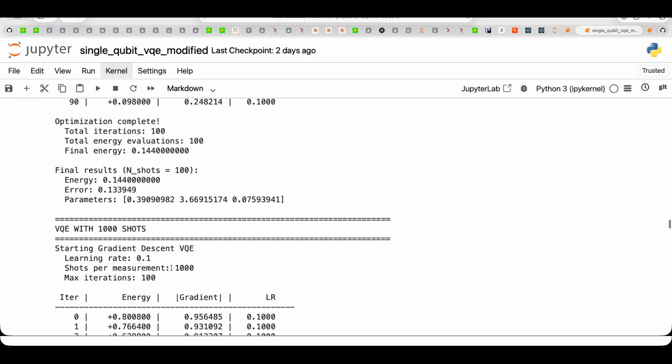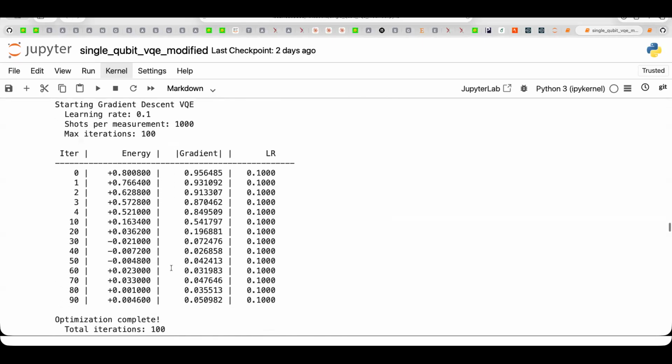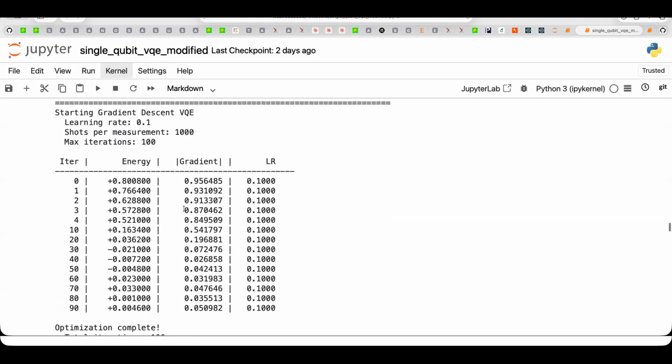So if we increase with more, you will now see that the gradient, this is the case with 1,000 measurements. And this is what you actually do on a physical quantum computer. And you see now that you have the iteration. So this is the classical part.